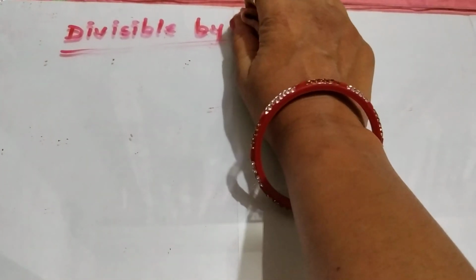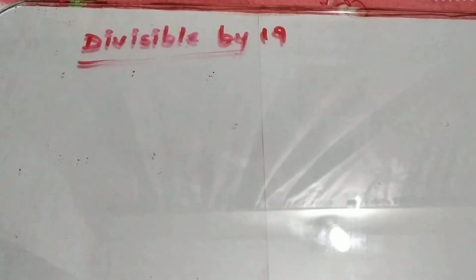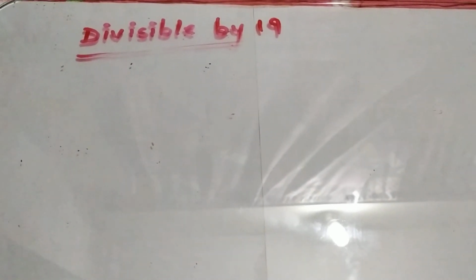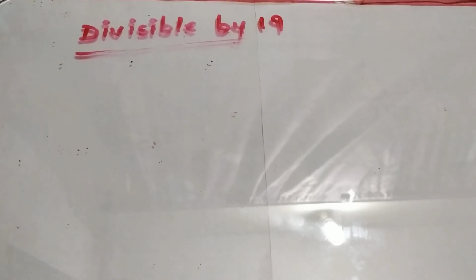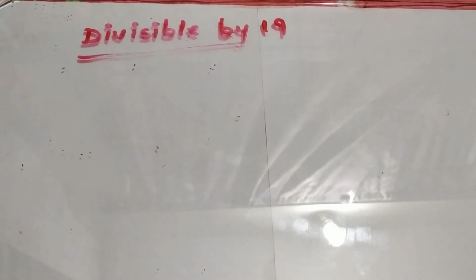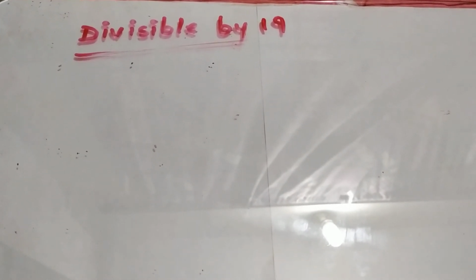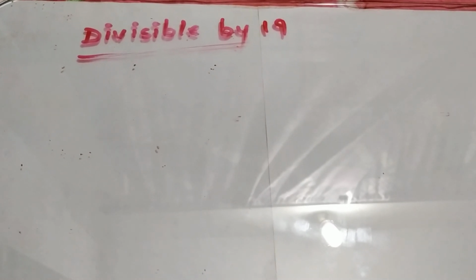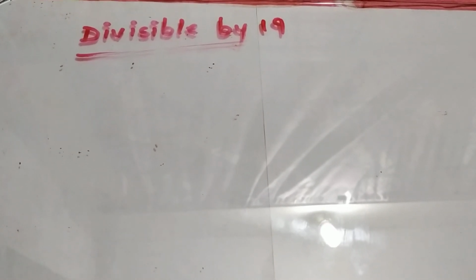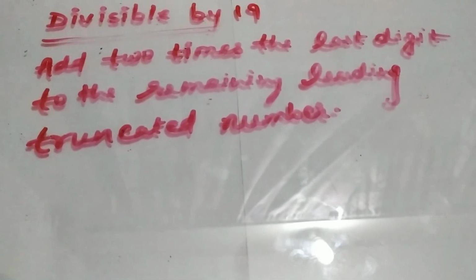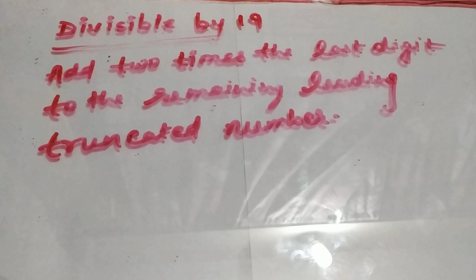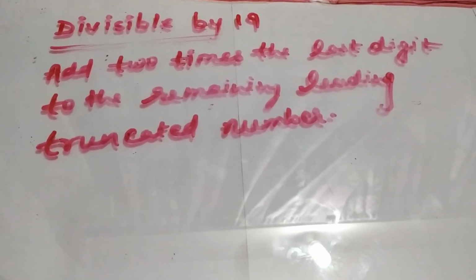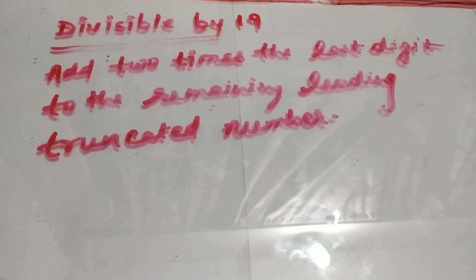Now I am discussing the rule for 19. Divisibility rule for 19: in 13 we add 4 times the last digit, in the rule of 17 we subtract 5 times the last digit, in 19 we add 2 times the last digit. Add 2 times the last digit to the remaining leading truncated number. If the result is divisible by 19, then the whole number is also divisible by 19.